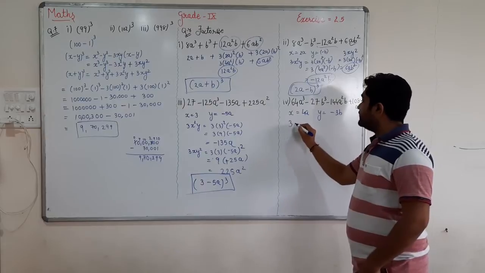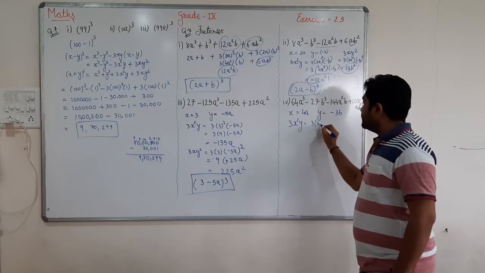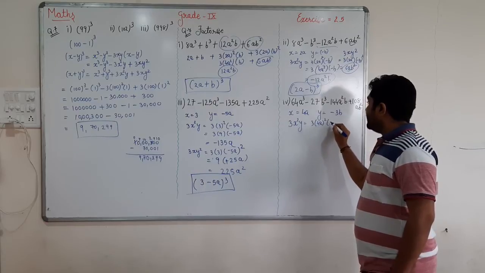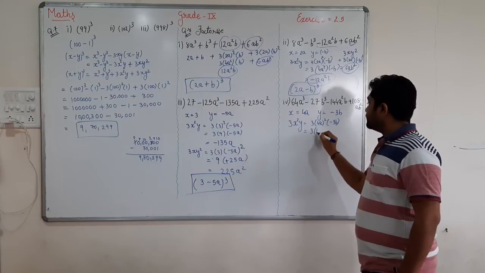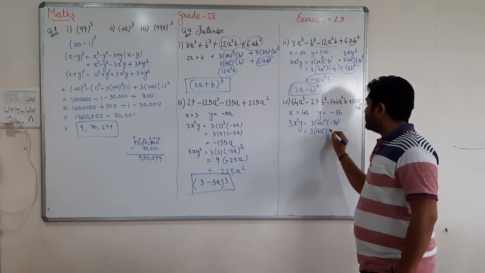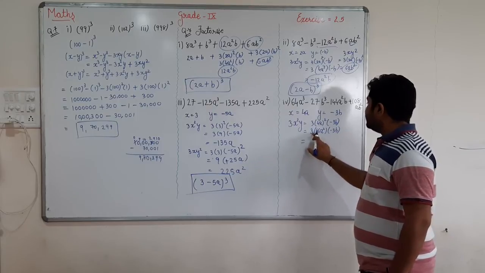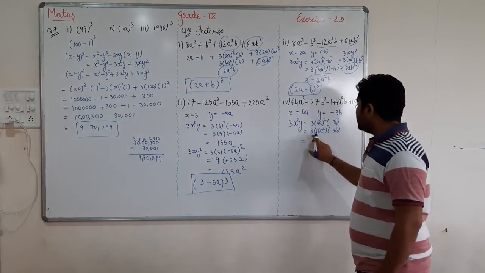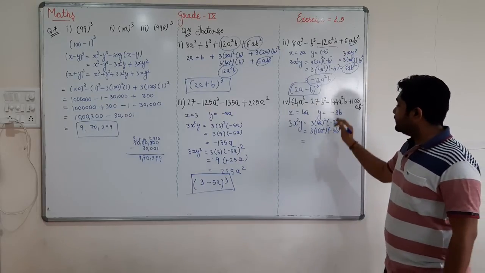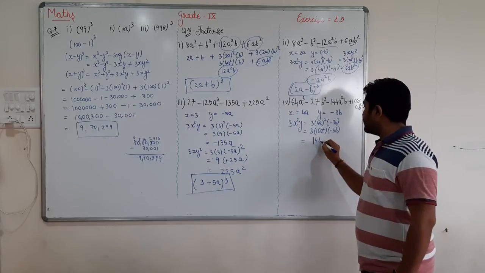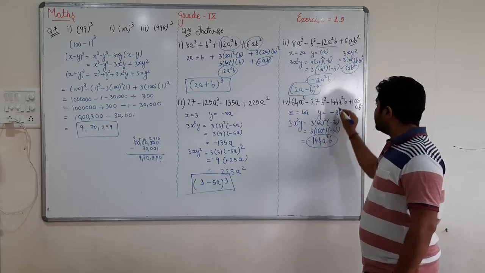Now let me find our 3x square y is equal to 3, 4a square, and y will be minus 3b. So 4 4s are 16, a square, minus 3b. So 16 3s are, if you multiply 16 by 9, 3 3s are 9, 16 9s are 144, and here sign is minus, 144a square b. So we will get it, yes.